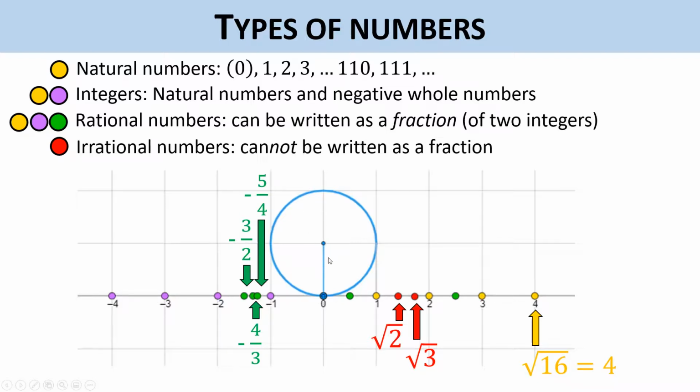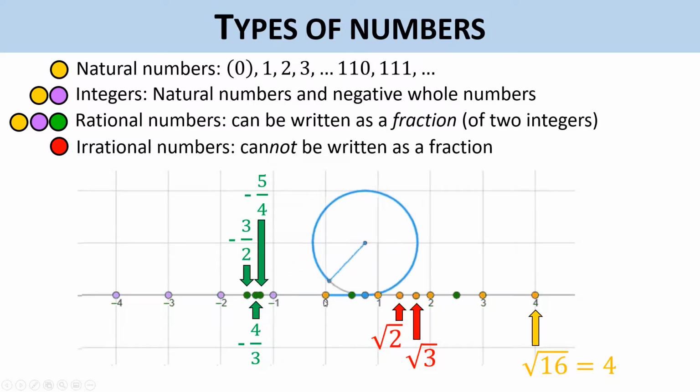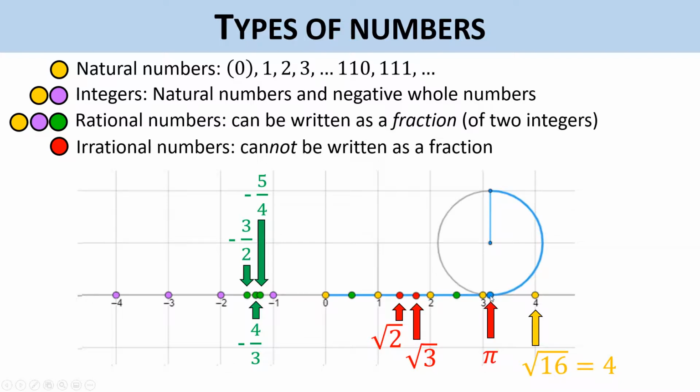Here we see a circle with radius 1, so the diameter is 2, so the circumference of this circle will be 2 pi. Now we can't construct pi on the number line in the same way that we can construct the square root of 2 or 3, but we can imagine rolling this circle out on the number line. After half a turn, we have moved a distance of pi. So pi is also a point on the number line. And again, pi cannot be written as a fraction.